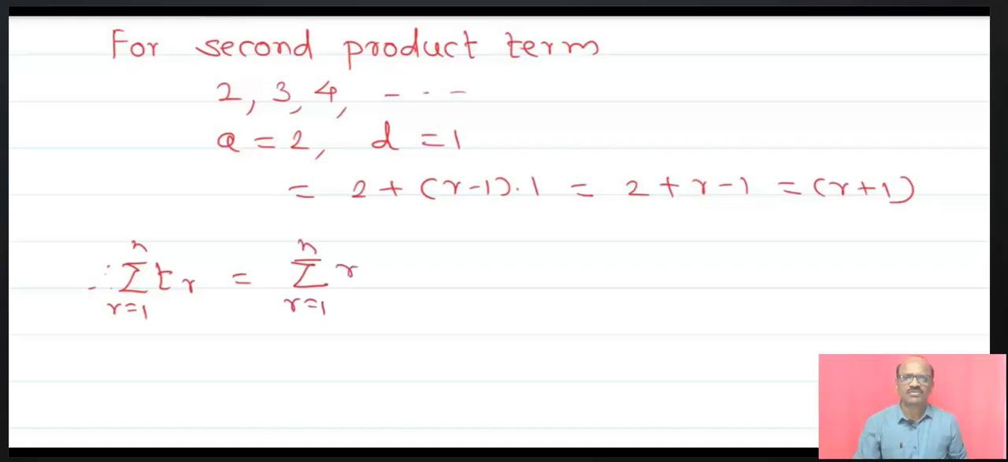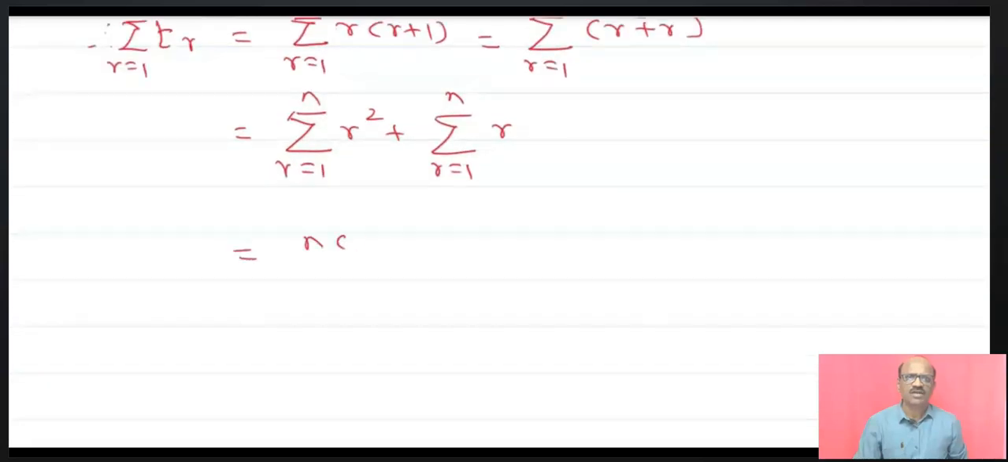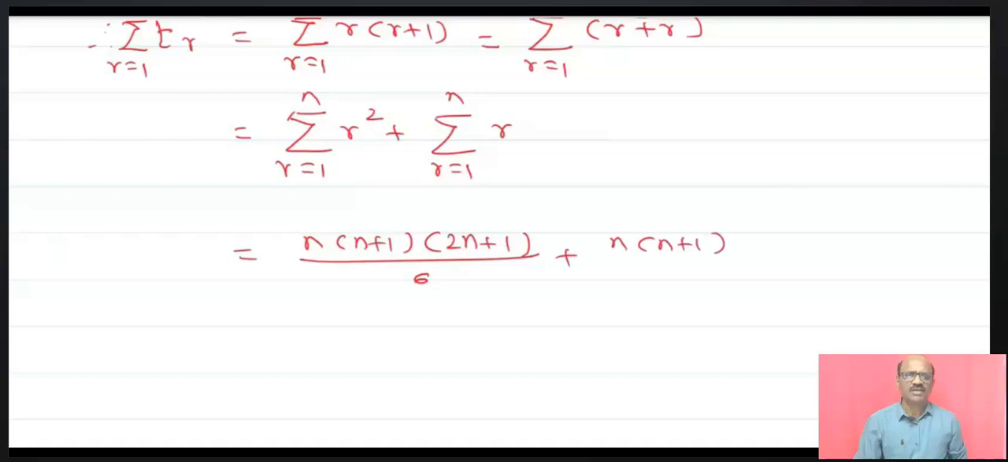You will get summation r is equals to 1 to n, r into r plus 1, that is summation r is equals to 1 to n, r square plus r. Therefore, summation r is equals to 1 to n r square plus summation r is equals to 1 to n of r, that is n into n plus 1 into 2n plus 1 upon 6 plus n into n plus 1 upon 2.